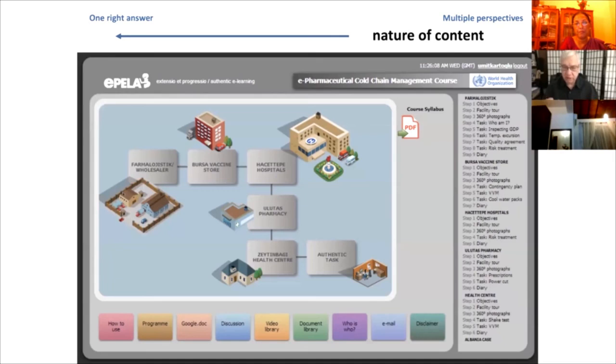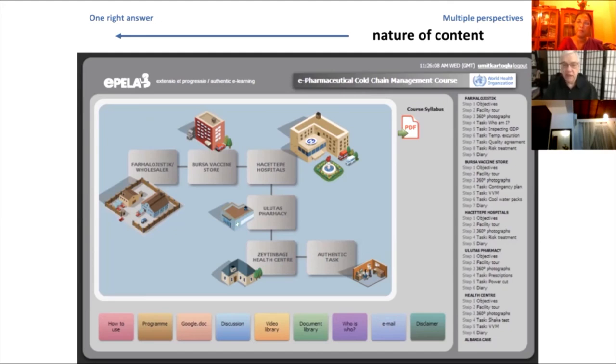So just as on the real bus course, we visited lots of different types of facilities, in the online course, we also visited large storage places, hospitals, pharmacies, health centers, etc. And so the course lasted 12 weeks. The last 5 weeks of the course was a real world authentic task. The students were assigned to work with a developing country to help them develop a better cold chain management system.